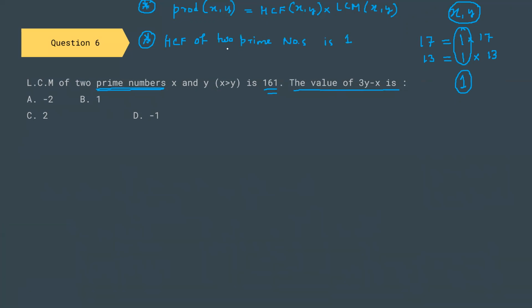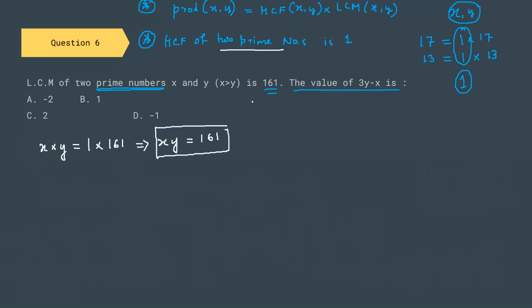So once we know this particular theorem, let us put it into this particular question. The product of the two numbers, that is x into y, equals 1 into 161, since the LCM is 161, which is given in the question. So you can write xy equals 161. Now, we know another thing.